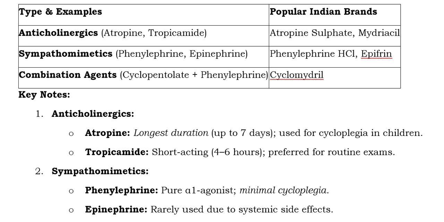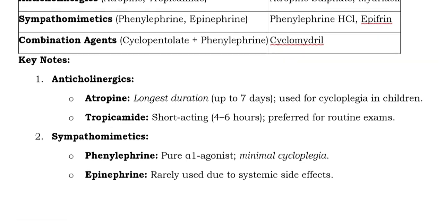What about the sympathomimetics? Phenylephrine is what we call a selective alpha-1 adrenergic agonist. Alpha-1 agonist. Okay. Basically, it targets one specific type of receptor that responds to adrenaline-like signals. Right. So the main effect is pupil dilation, mydriasis, with very little effect on that ciliary muscle. So not much cycloplegia, less blurring of focus. Minimal cycloplegia, yeah. Epinephrine is also a sympathomimetic, but we don't use it as much topically for dilation because it can have more systemic side effects.